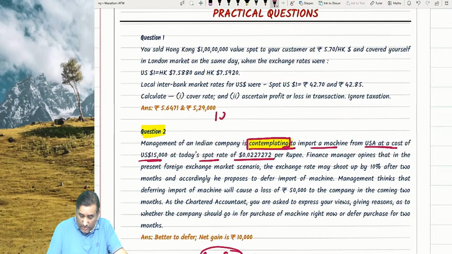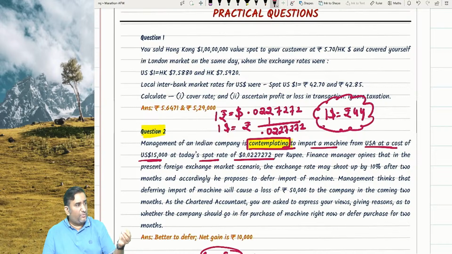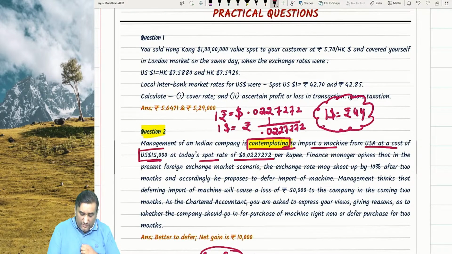He has given 1 rupee is equal to $0.0227272. Now what I can do, for my reference, is take 1 divided by 0.0227272, and roughly I can know $1 is equal to how many rupees? 44. Now let's suppose he had given $1 is equal to rupees 44, and he is bringing a machine worth how much? 15,000. Even a 6th class student can tell you what total would come.